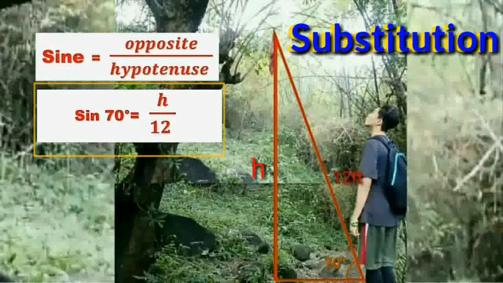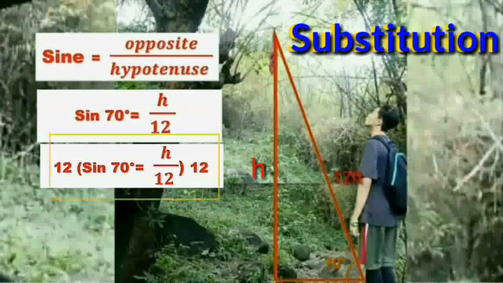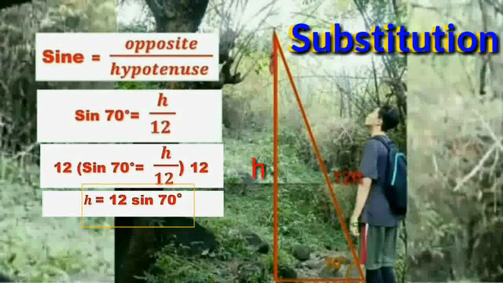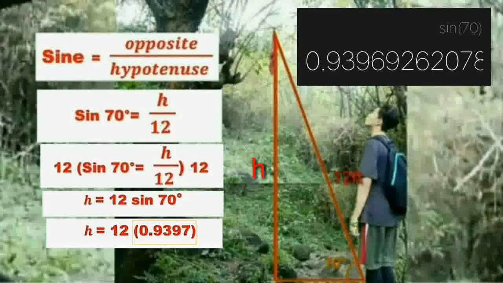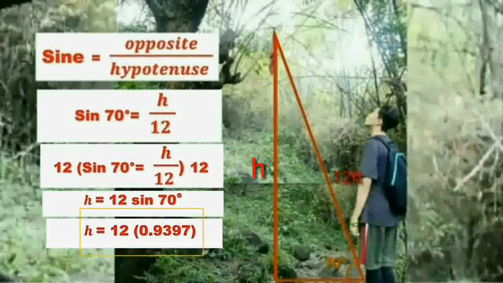Using this ratio, we can now proceed to substitution. Sine 70 degrees is the ratio of opposite over 12, since 12 feet is the measure of the hypotenuse. Next, multiply both sides of the equation by 12 to obtain opposite equals the product of 12 and sine 70 degrees. Next, get the equivalent of sine 70 degrees using the scientific calculator or the table of values of the 6 trigonometric functions, which is 9,397/10,000. Now we have opposite equals 12 times 9,397/10,000.